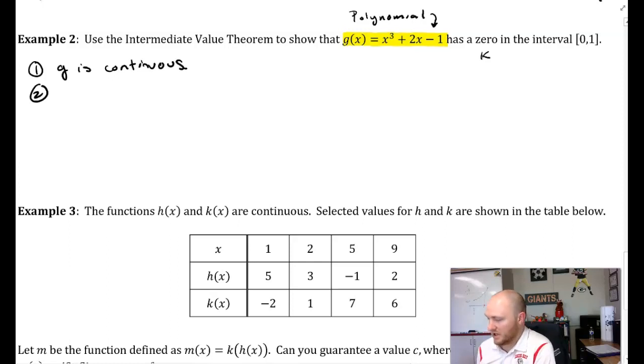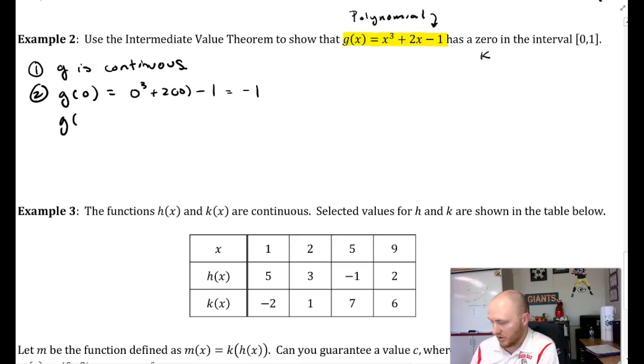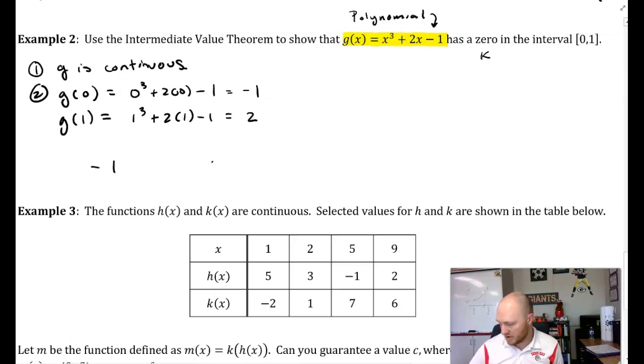Number 2, now I need to go ahead and check the y values. So what is g of 0? Okay, when I plug in 0 cubed plus 2 times 0, well, that's 0. Minus 1, we get -1. Check the other endpoint. What is g of 1? 1 cubed plus 2 times 1 minus 1. That gives us 2. So I'm going to take these two values, -1 and 2, and I need to show that my k value is in between them. What's our k value? It's 0. Okay, I want that y value to be 0. So yes, it does work.